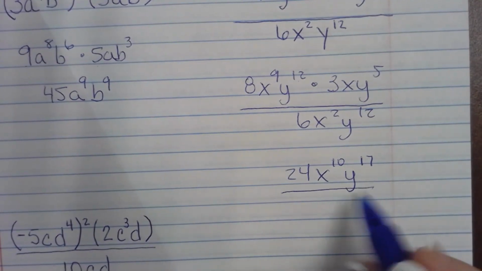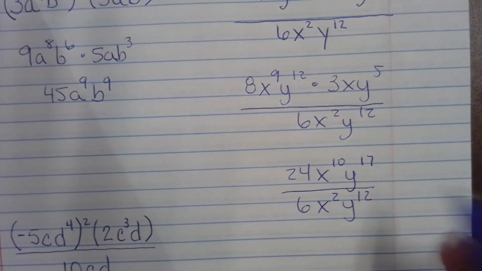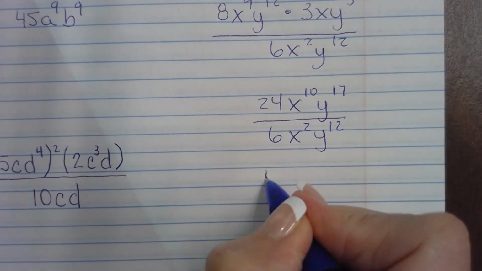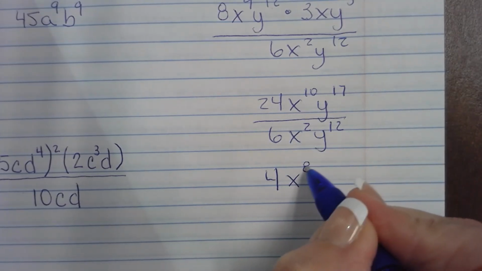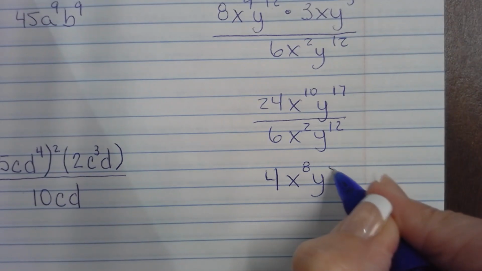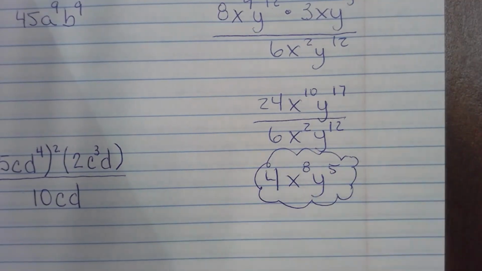Okay, now I'm going to go ahead and put my division in there. And now the third step, I'm dividing, and I get 4. X is bigger on the top. When I subtract, I get 8. Y is bigger on the top. When I subtract, I get 5. Question? Okay.